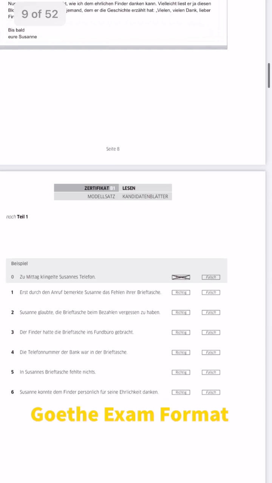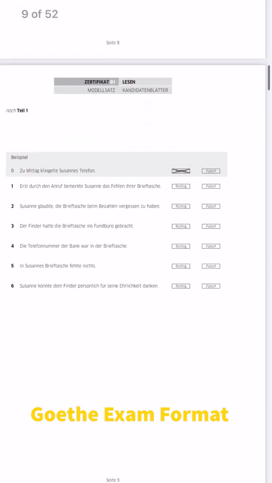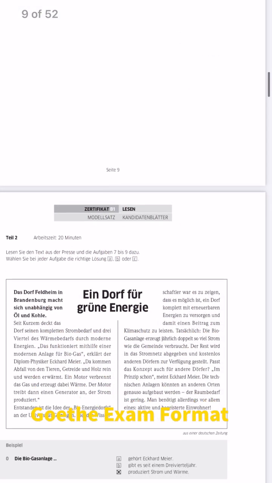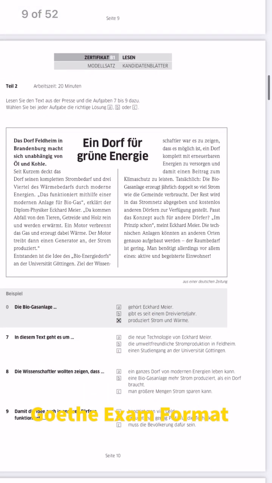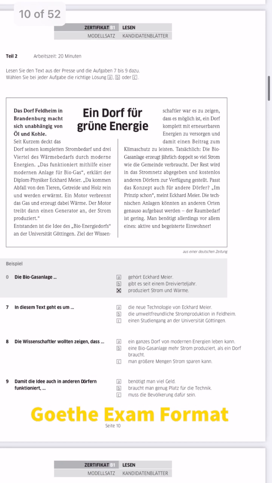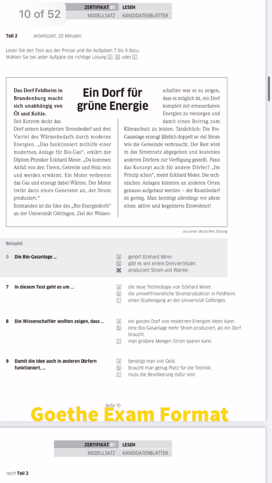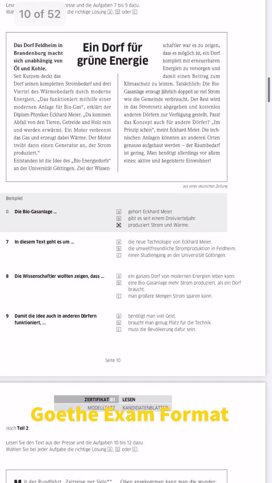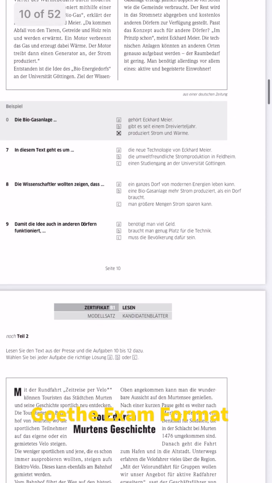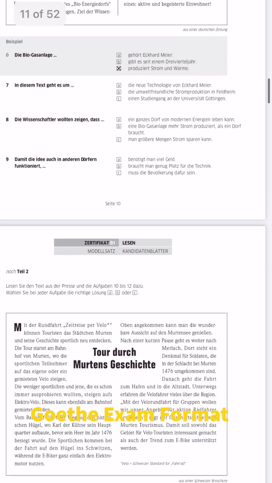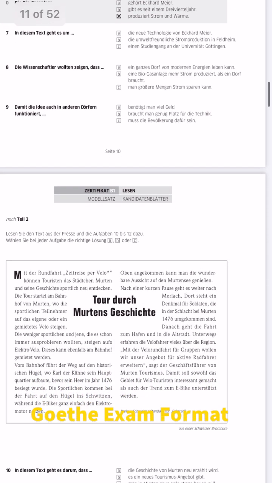Now let's come to the third tile, which is also über ein Thema sprechen, and your examiner will be asking you questions based on your presentation. First of all, your examiner will ask a question, and then after your partner presents his or her presentation, you will be reacting to their presentation also. So that is why I said you will need two different sets of vocabulary.